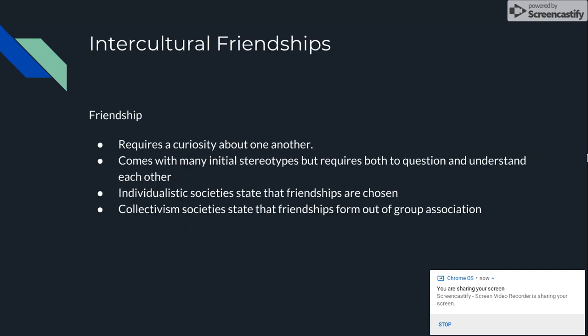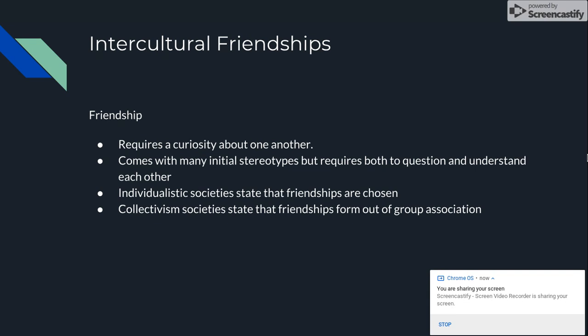I also want to look real quick at intercultural friendships before we get into this little study that I found, so that we can understand a little bit better. So friendships require curiosity about one another. You have to be able to think about why someone reacts the way that they do in their culture, and rather than get angry about it, be curious and want to know more.